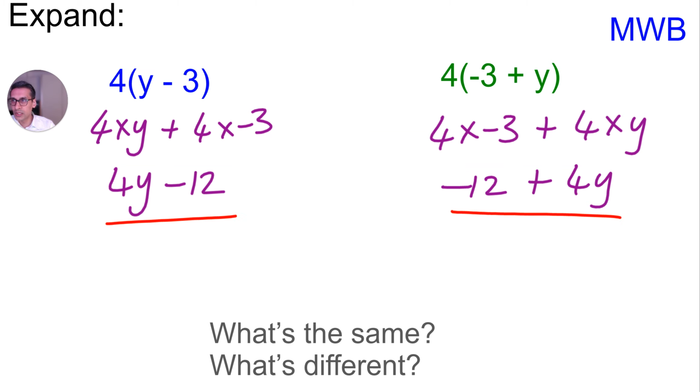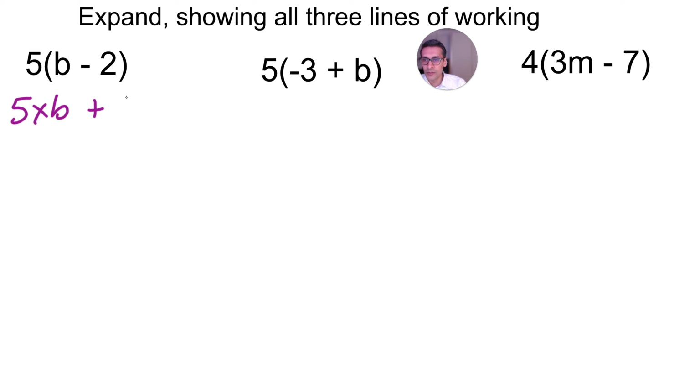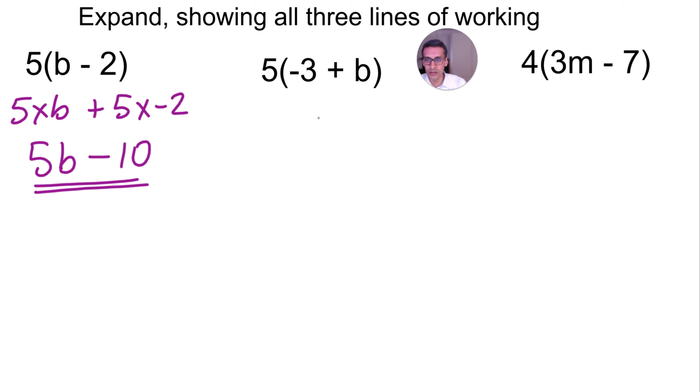Okay, another example here. Expand the following. Show your working out. Okay, pause the video if you need more time. I'm going to work through these. I'm going to go relatively quicker with this. So we're going to do 5 times b plus 5 times negative 2. So that's 5b minus 10 or plus negative 10. Both of those would be correct.